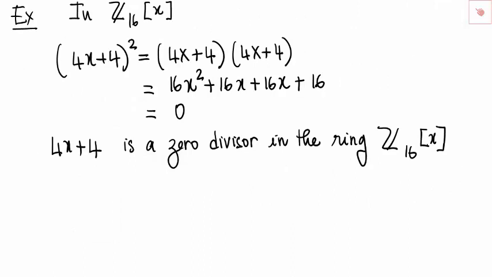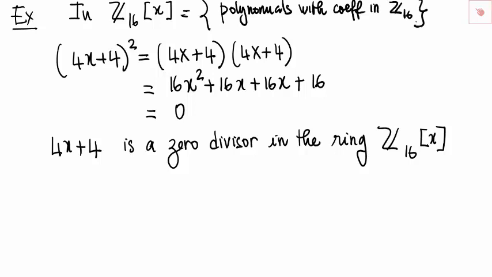So let us look at the following example. In Z16[x], this is essentially the ring of all polynomials with coefficients in Z16. So take the polynomial 4x plus 4 and then square it. If we fold this out, we get 16x squared plus 16x plus 16x plus 16. But if we take mod 16, then we get 0 everywhere. And 4x plus 4 is a non-zero polynomial. So 4x plus 4 is a zero divisor in the ring Z16[x].